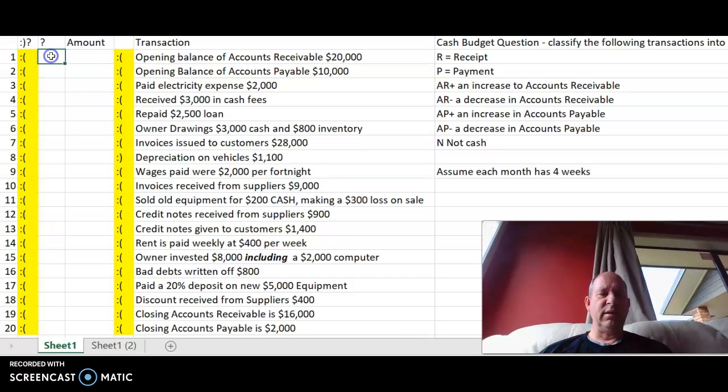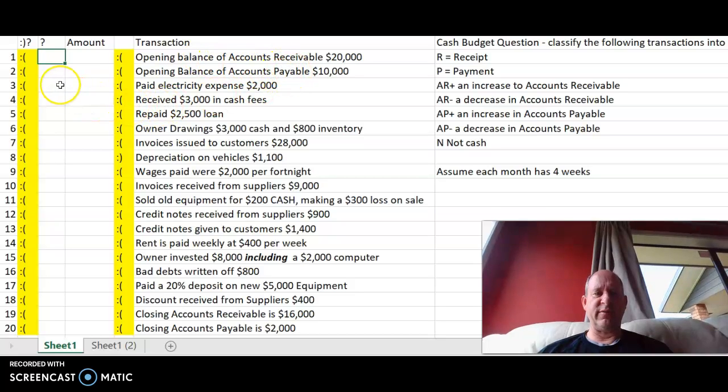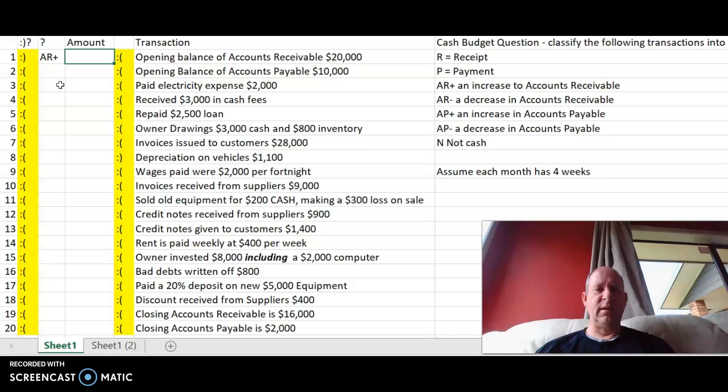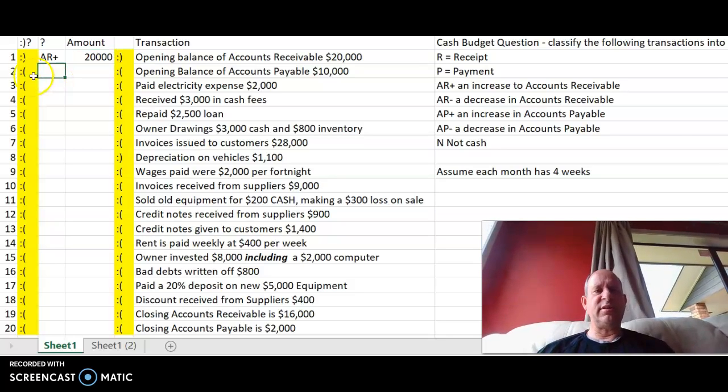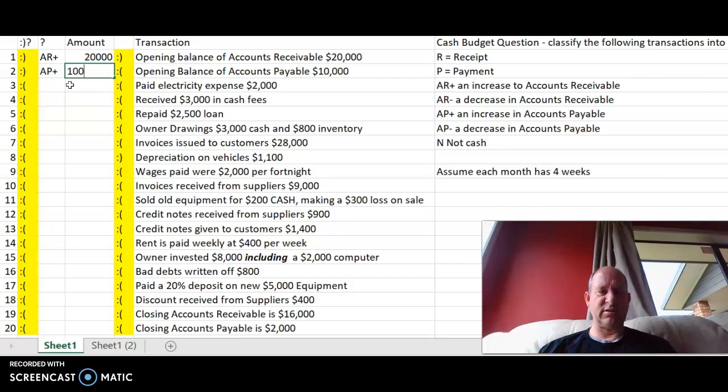Number 1 is we've got the opening balance of accounts receivable. I'd like you to type in there AR plus, because that increases accounts receivable by having that opening balance. And the figure is 20,000. Notice that our two sad faces have turned to happy faces. Number 2 is an accounts payable opening balance. So we write AP plus, and the figure $10,000. Nice and simple so far.